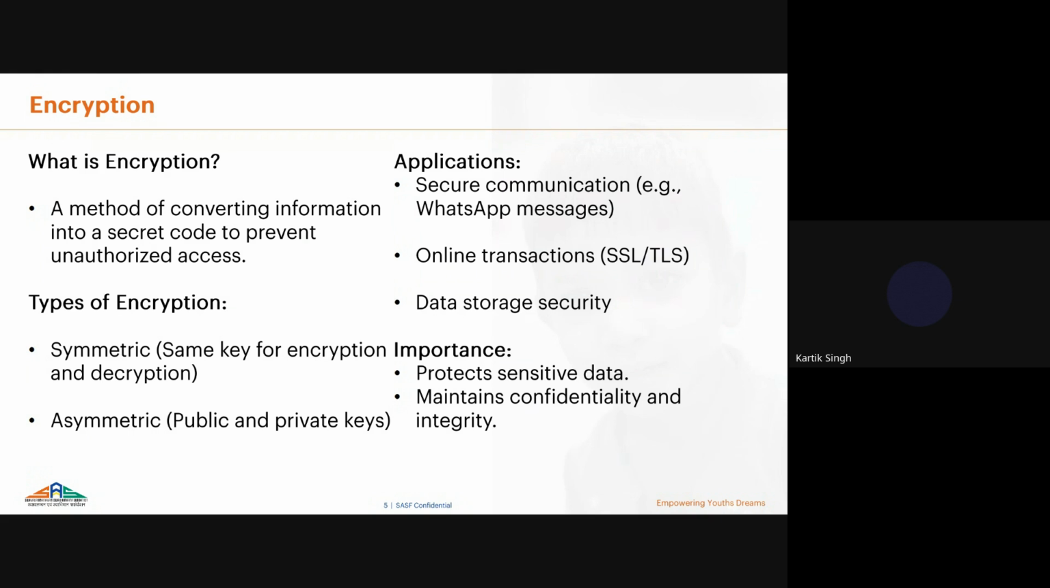Now, what is the importance of using encryption? It protects our sensitive data, maintains confidentiality and integrity. So that is the main importance of encryption. It protects the sensitive data. We won't be able to read that data, like what is going through the internet or what is present there. So it protects the sensitive data and it maintains confidentiality and integrity of the data.